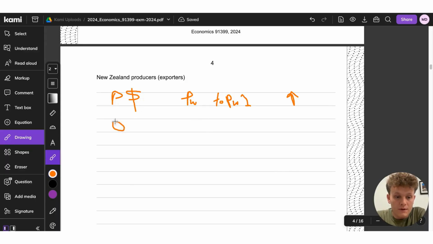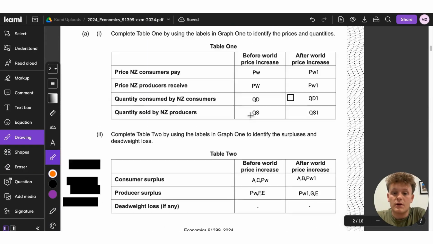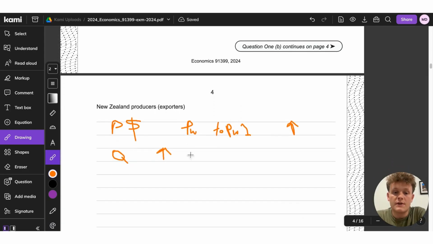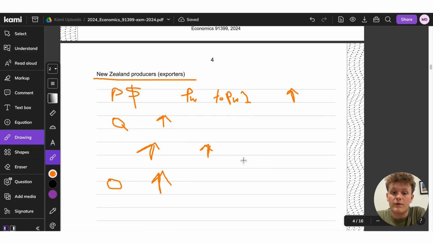Then we talk about the quantity. They're selling more units because they've gone from QS to QS1. So they're selling more units. Therefore, there's more units from which to gain a surplus. Overall, they've got an increase in the surplus per unit and an increase in the number of units. Overall, it's going to be a big increase in the producer surplus for those exporters.